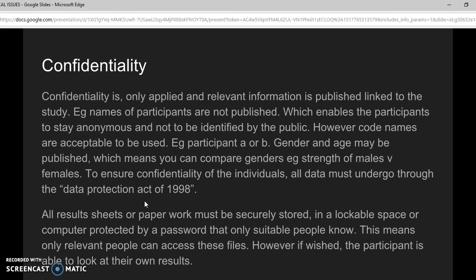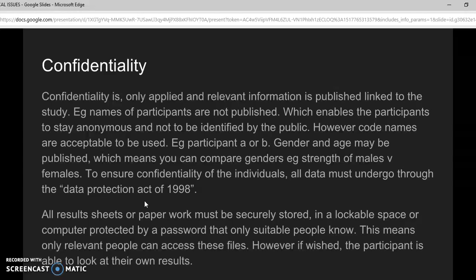First, we have confidentiality. Confidentiality is where only the applied and relevant information is published that is linked to the study. Like the names of the participants are not published. This enables them to stay anonymous and not to be identified by anyone else. However, code names can be used, like participant A or B or 1 or 2. Gender and age can be published, which means you can compare genders, strength of males versus females.